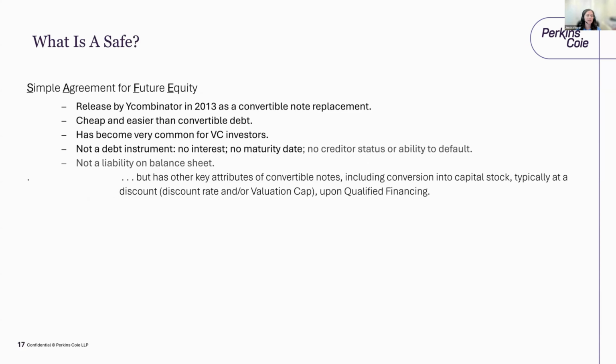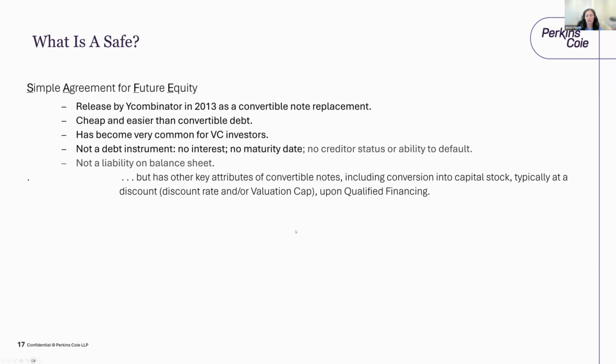Now, what's a safe? So a safe is very similar, except it's not debt, right? It's treated as stock, so it's much more founder friendly. There's no interest. There's no maturity date. You're technically not a creditor if you hold the note. There's no event of default, right? And it's not treated as a liability on the balance sheet. So there's a lot of reasons why the safe is great.